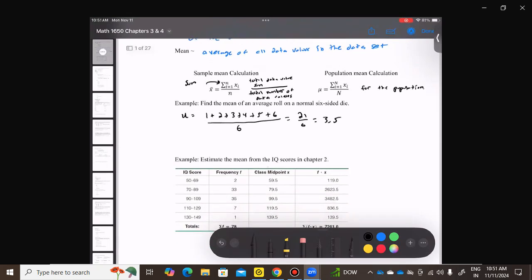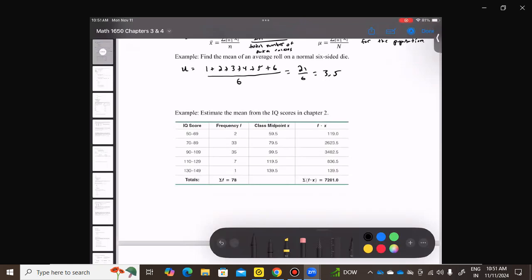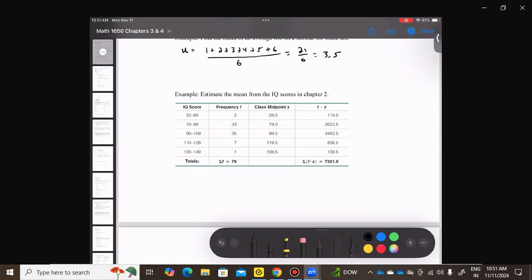Okay. Now, things get a little bit different when we have to look at a frequency table. We don't always have the raw data, and it's not always easy to find the mean itself just by doing simple calculations. Sometimes we'll have to use other tools like StatDisk because we just have so many data values. In this frequency table, we have 78 data values, and we had to find the total for these.